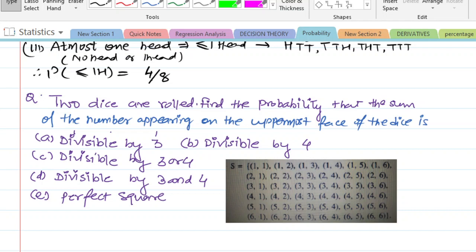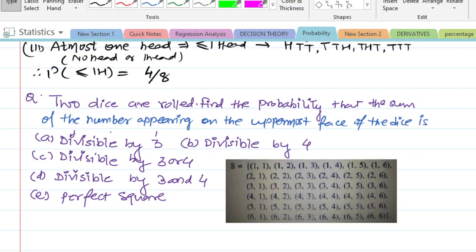First line, when I'm getting number 1 on both the dice, that is 1 comma 1, the sum appearing is 2. Whereas for 6 comma 6, the sum gives me 12. Means what? The minimum sum possible is 2 and the maximum sum possible is 12. I repeat, the minimum sum is 2 and the maximum sum is 12. So we'll have the sum as 2, 3, 4, 5, 6, 7, 8, 9, 10, 11 and 12. So let's understand how the question goes.